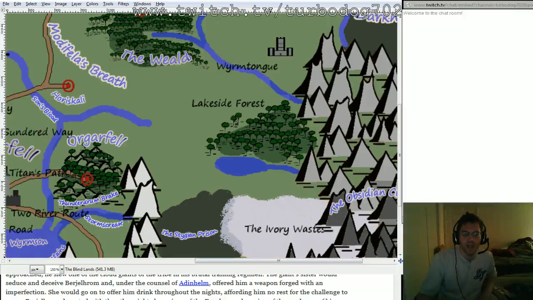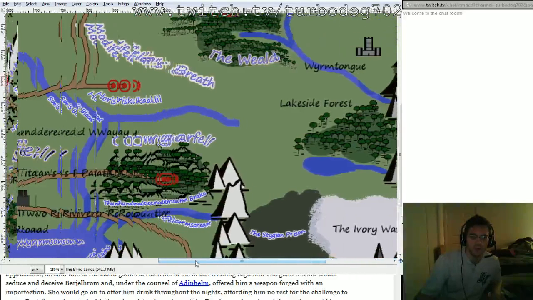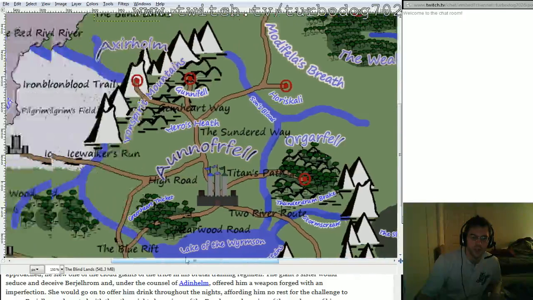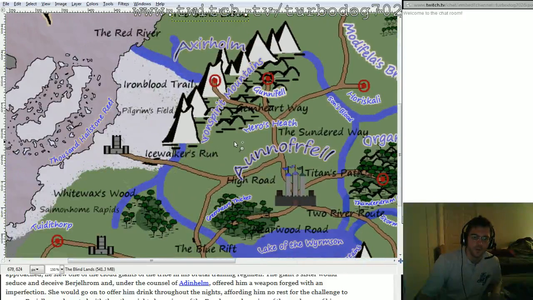And of course, we still have towns that are named for what they are, like Orgarfell. I don't remember exactly what Orgar means, but it's something, and then Fell, Hill. And this is like this wooded foothill that's filled with orcs and giantkin. Obviously Gunafell.